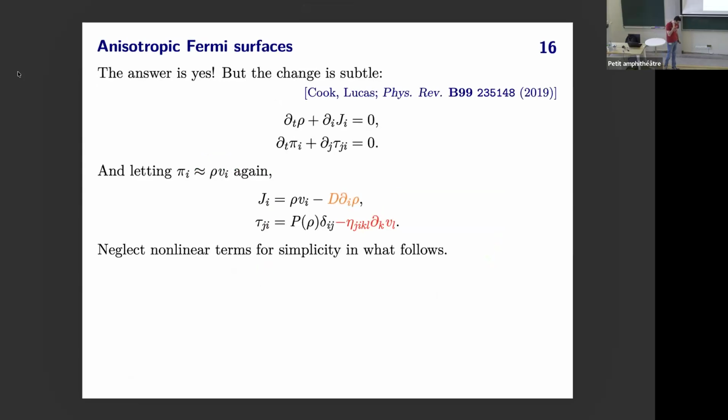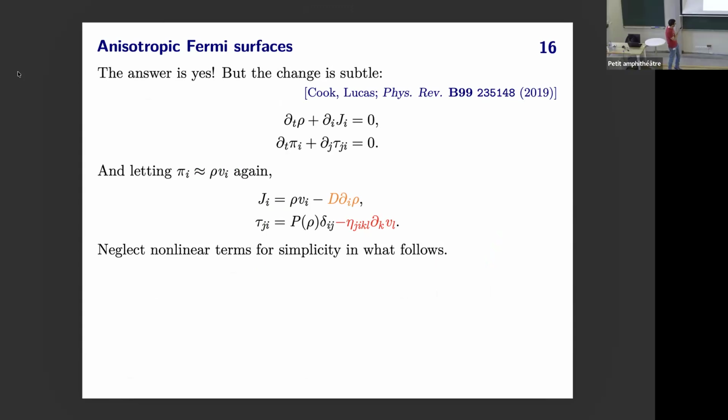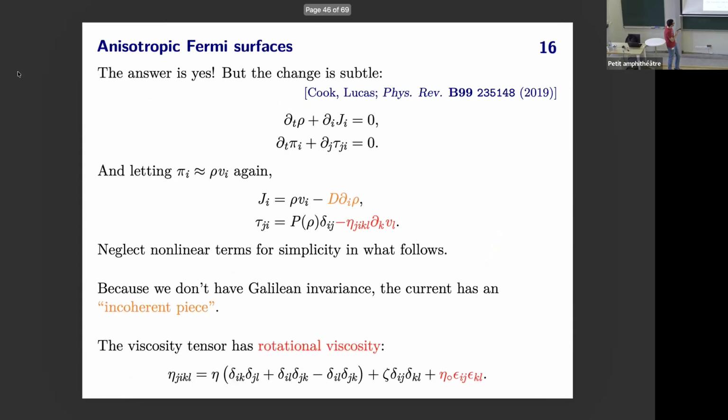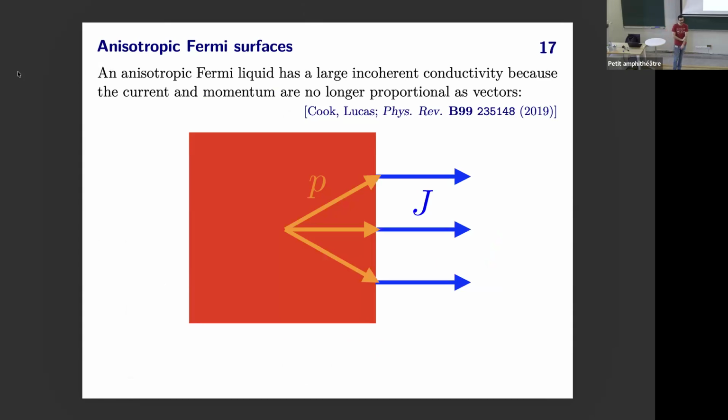This was work done by my first PhD student, Caleb Cook. And we showed that the answer is yes. There are actually some subtle changes to electron hydrodynamics that arise from the anisotropy of the Fermi surface. And maybe I'll just show you quickly what they are.